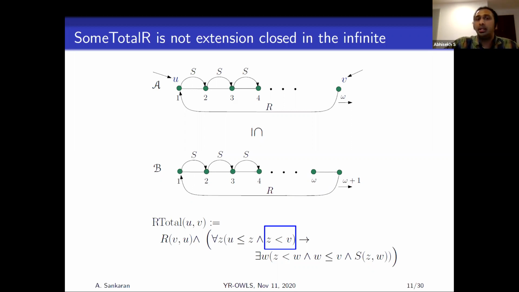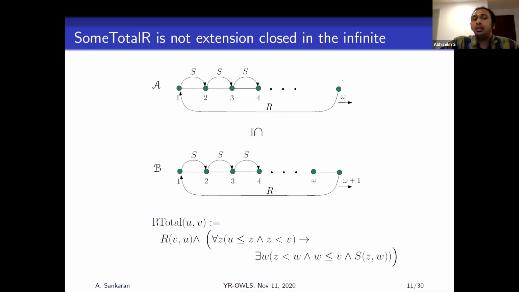Now this condition is saying that whenever you are less than omega, you can keep going, which is indeed the case. You have the successor relation which takes you to the next point. But in B, the only points U and V which satisfy this back R edge are point 1 and point omega plus 1. Okay.